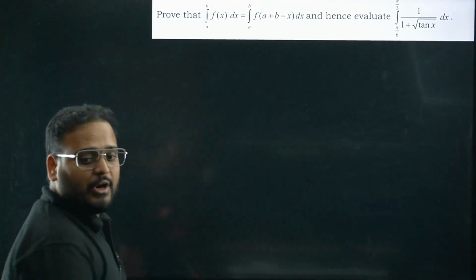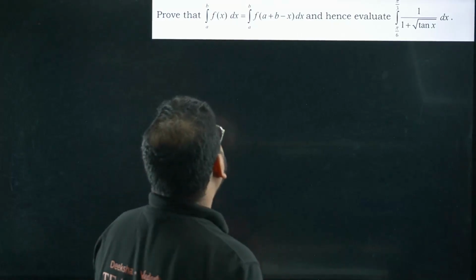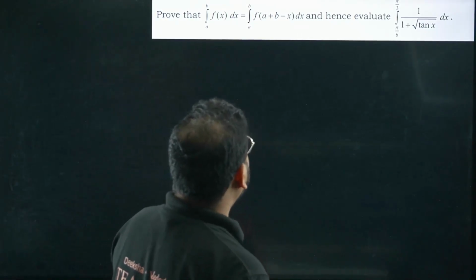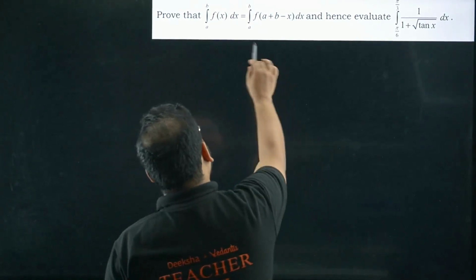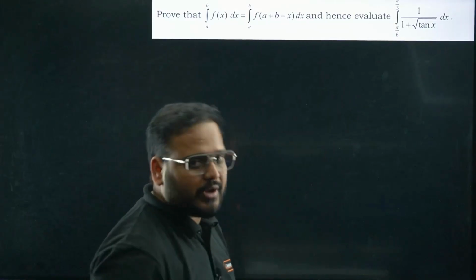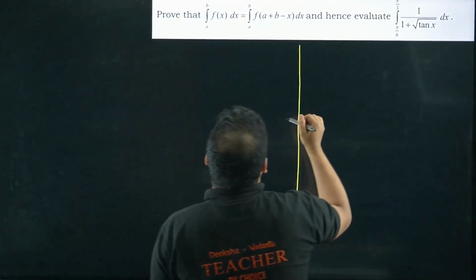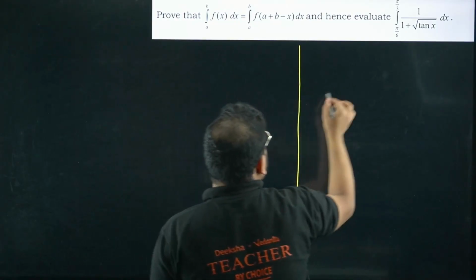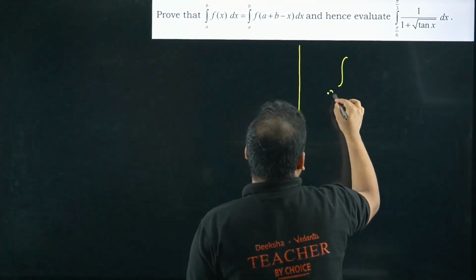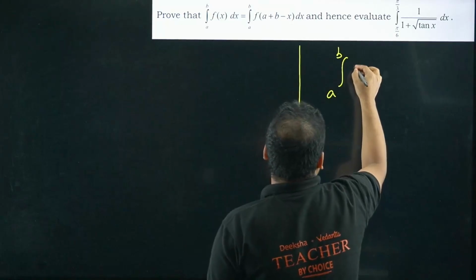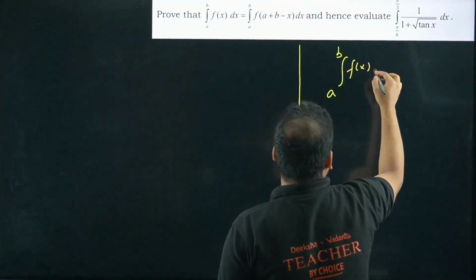Okay, so what we have now is integral from a to b f(x) dx equals integral from a to b f(a plus b minus x) dx, the property of definite integral, and hence find that. Okay, simple question. Let's solve it. Not much effort is required in this. We'll take LHS again. We'll take LHS only. Right here, we have integral a to b f(x) and then dx.